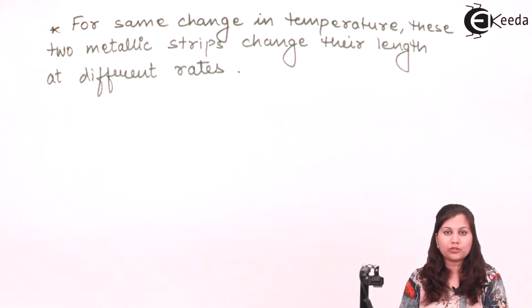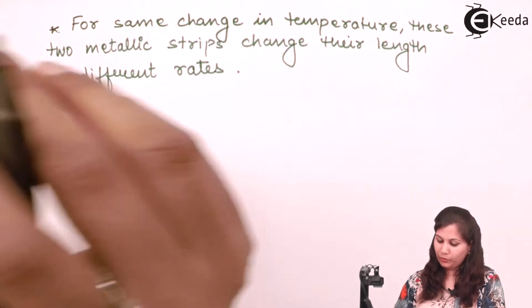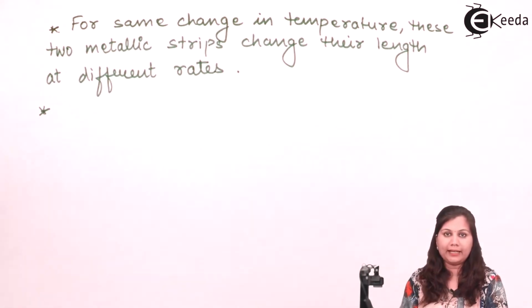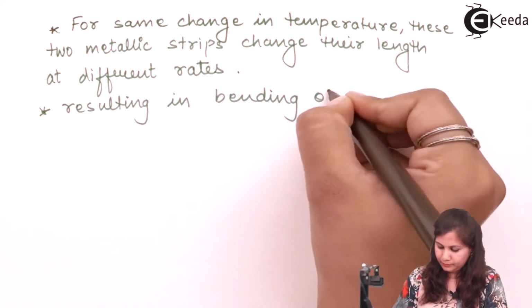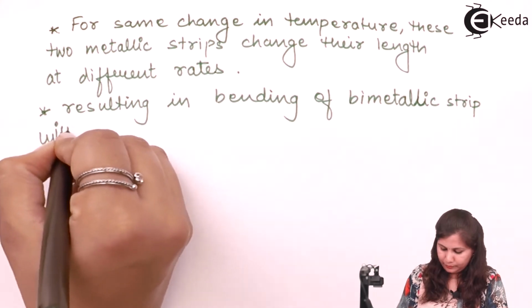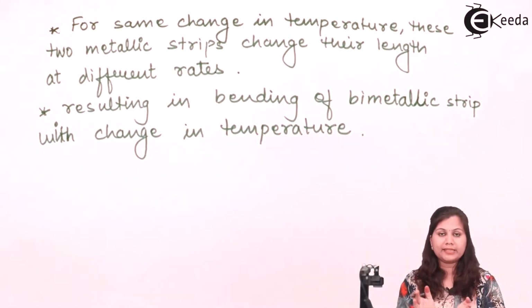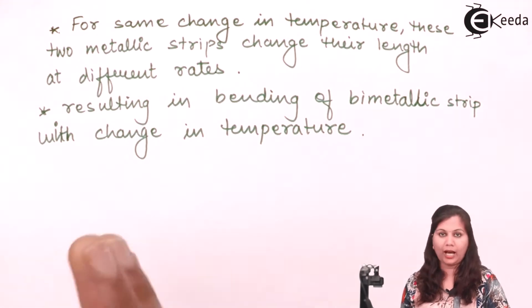So when the same change in temperature is applied to both these metallic strips, they are going to expand at different rates, and these strips change their length at different rates, due to which bending of the strip occurs. So the bending is proportional to the change in temperature, and this is how temperature can be measured by bimetallic thermometers. Now let's see the diagram for the bimetallic thermometer, how it looks.